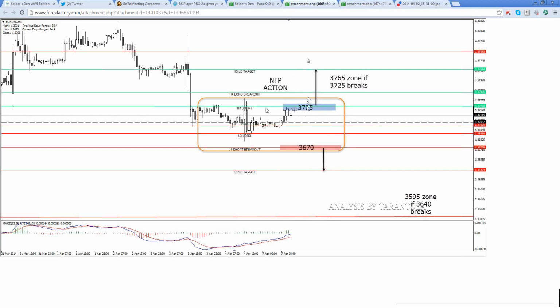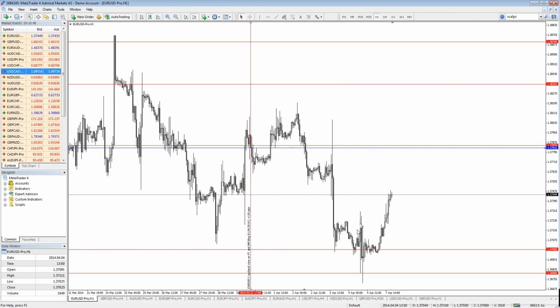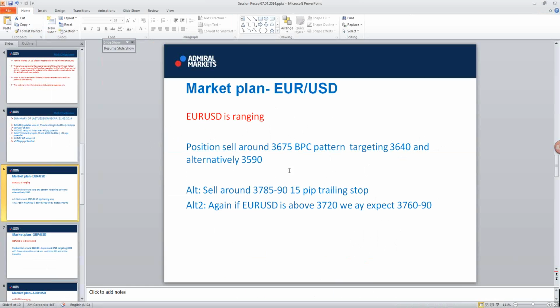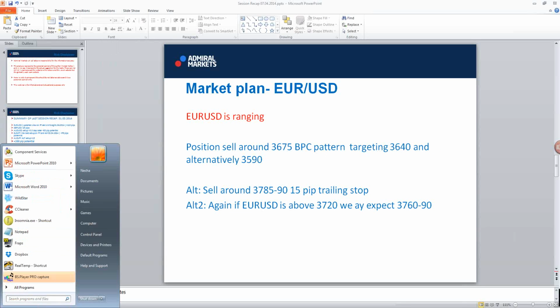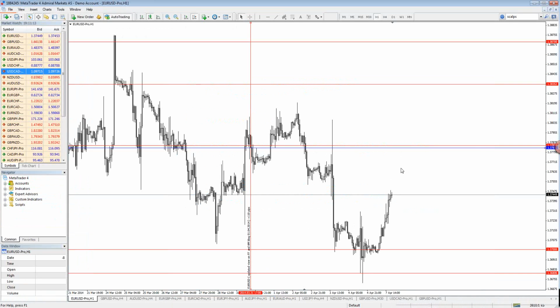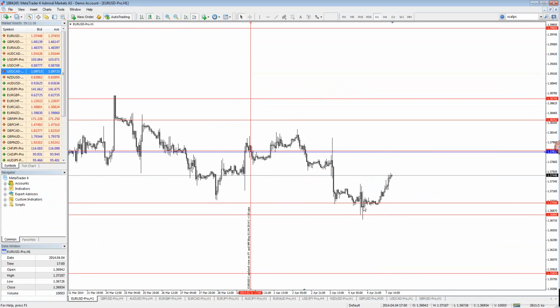But now, as I told you today, 37.25 was the level to look for breakout, pullback, continuation, and we had that trade today, breakout of 37.25. But now we need to know where euro dollar is heading. I think it might go to 37.80, 37.85. Now, the first position I would like to see: sell around 36.75, breakout, pullback, continuation, targeting 36.40 and alternatively 35.90. That will happen only if euro breaks this low.